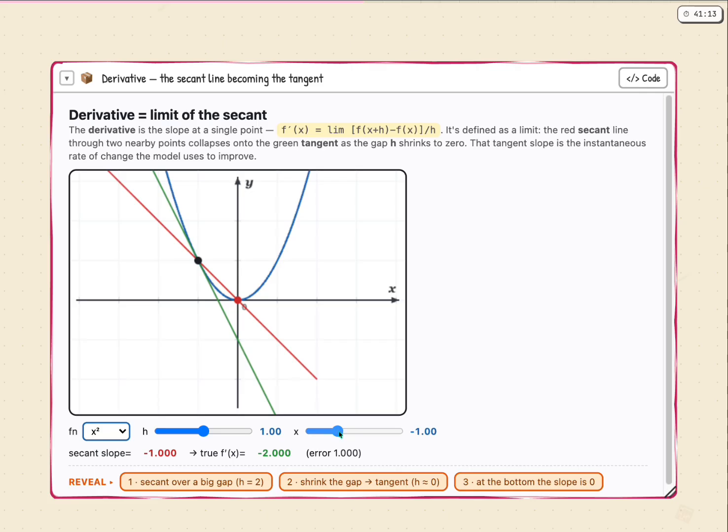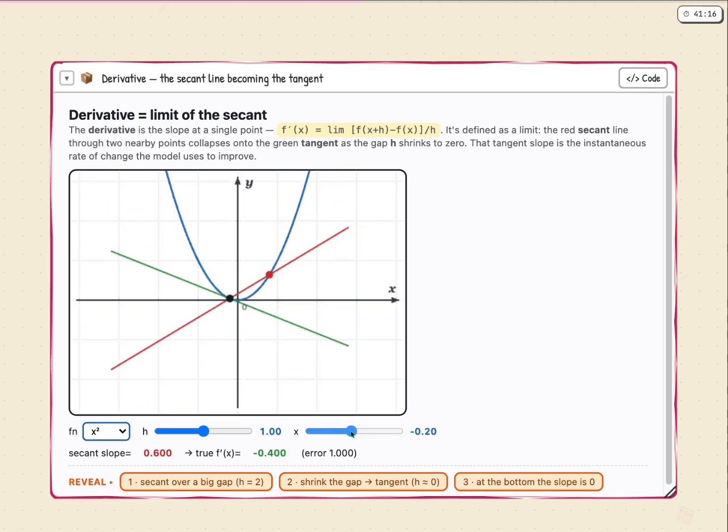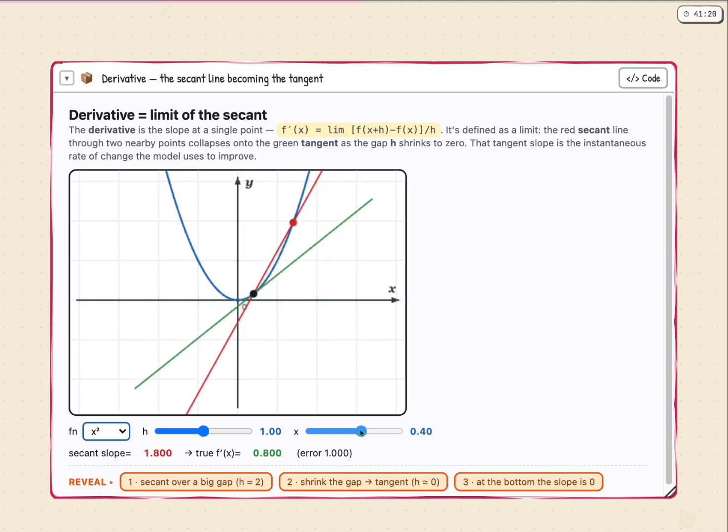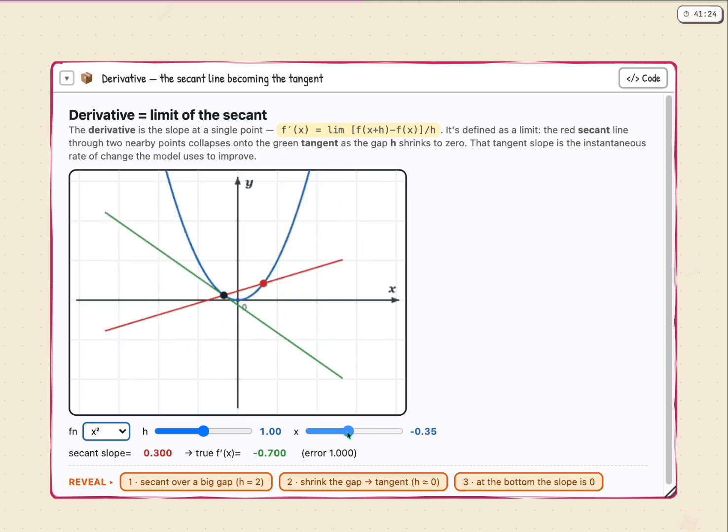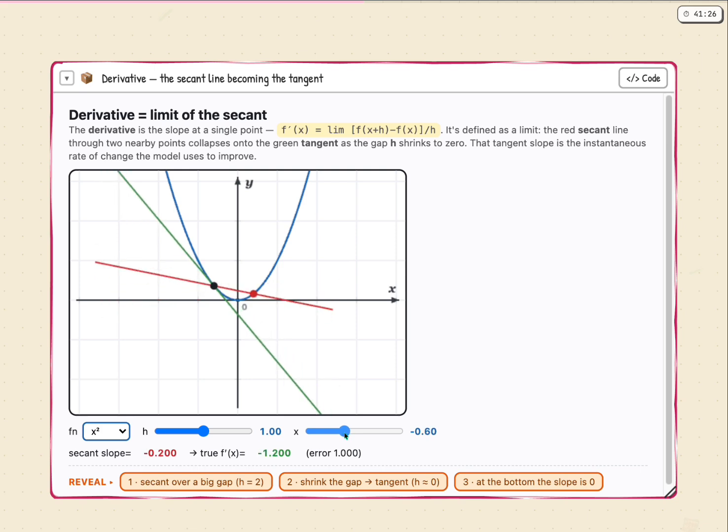Take any point on this curve. To measure the slope, I pick a second point a little distance away. That gap is called h, and I draw a line through the 2 points. That red line is called a secant, and its slope is the average rate of change between the 2 points, the rise over the run, the change in f divided by h.